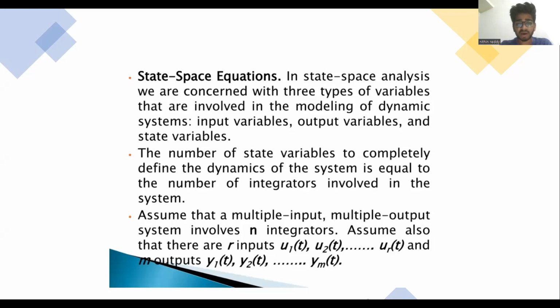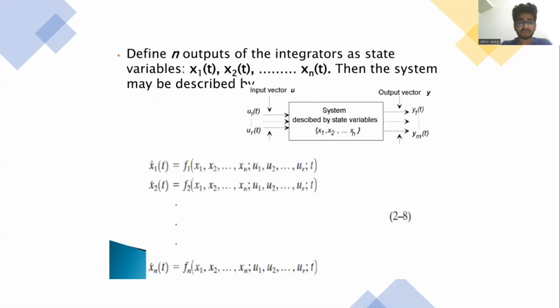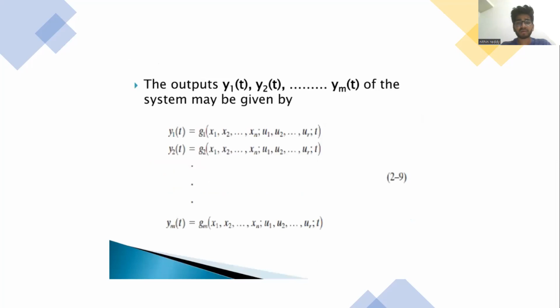Assume also that there are r inputs, u1(t), u2(t), and ur(t), and m outputs, y1(t), y2(t), and ym(t). Define n outputs of the integrators as state variables x1(t), x2(t), and xn(t), and the system may be described by the equation x1 dot of t equal to f1 of x1, x2, and xn, u1, u2, and ur, and t. The outputs y1(t), y2(t), and ym(t) of the system may be given by y1 of t equal to g1 of x1, x2, and xn, u1, u2, and ur, and time. y2 of t equal to g2 of x1, x2, and xn, u1, u2, and ur, and t.